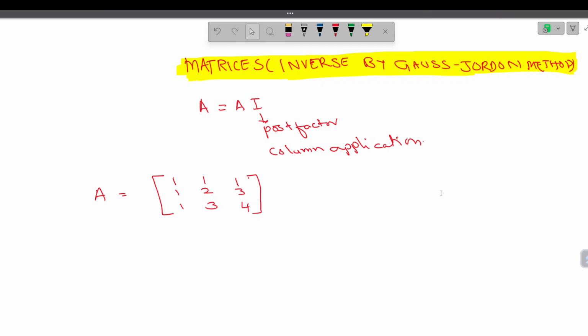Hi everyone. Today we'll discuss another question on inverse by the Gauss-Jordan method. In the previous video we have discussed both the methods. I am solving by post factor. If I is the post factor, we have to go by column application.